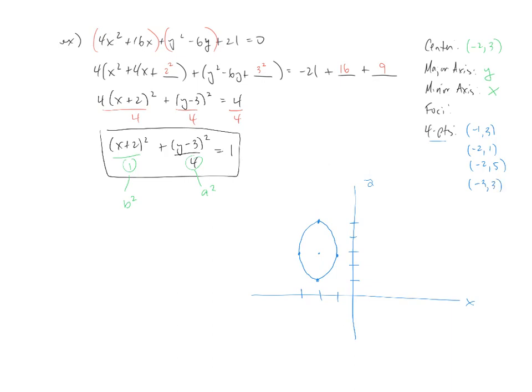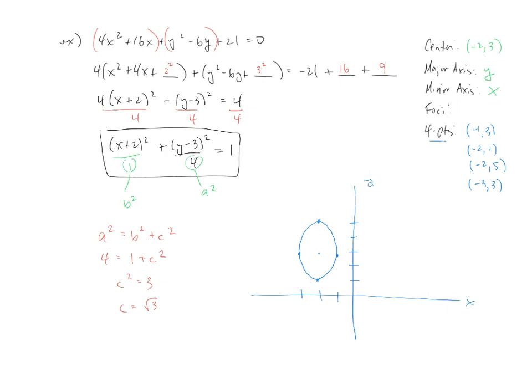Now for the foci, this is where our secondary formula will come into play again. We know for the ellipse that a squared equals b squared plus c squared. So 4 equals 1 plus c squared, so c squared equals 3, or c equals the square root of 3. Remember, we define a, b, and c to all be distances, so we really only care about the positive values. You also want to pay attention, c is the square root of 3, which is approximately 1 point something.